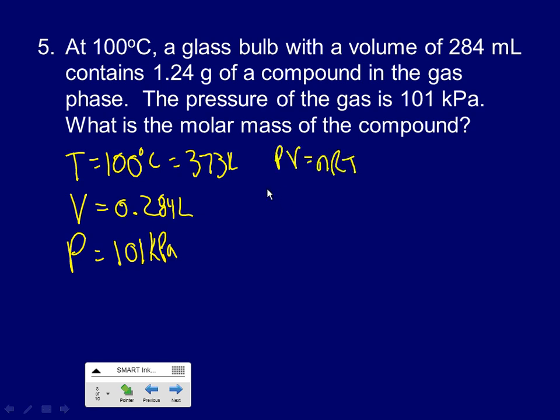PV = nRT. 101, 0.284, and 8.314. And what is that? 373.